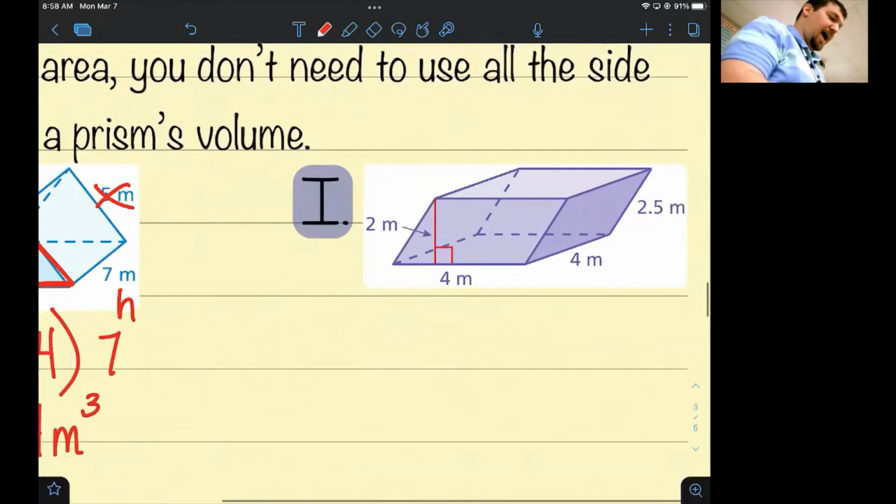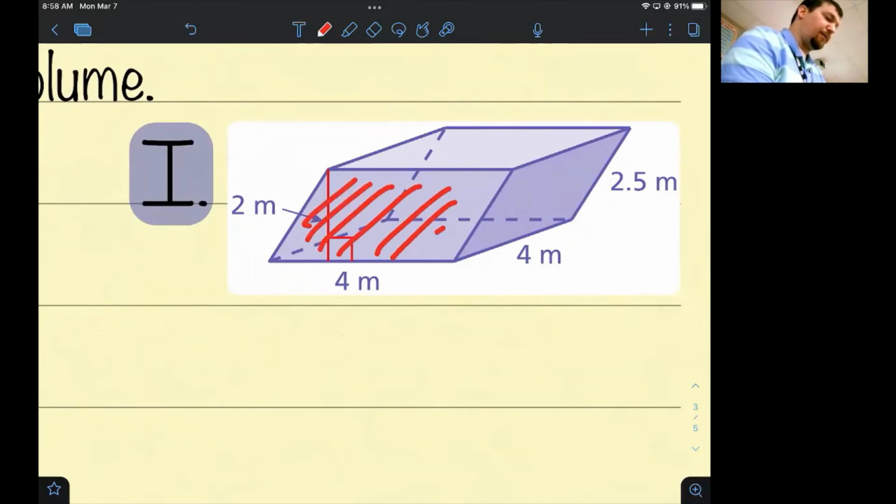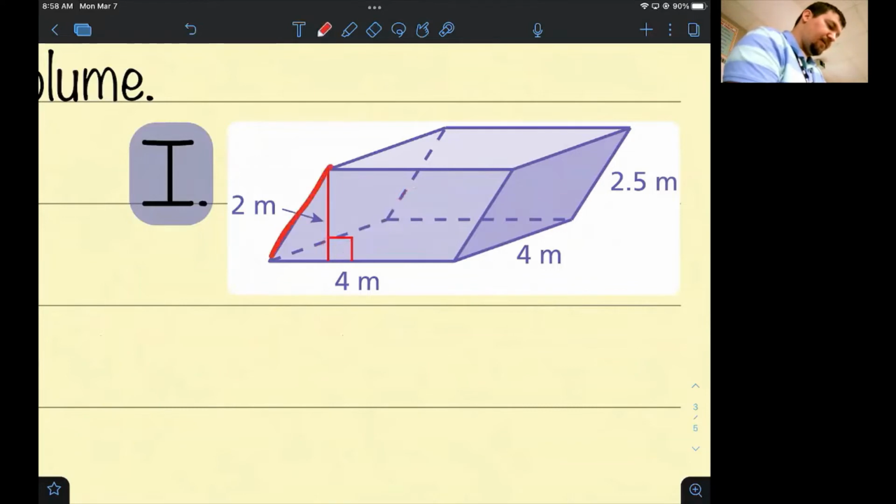All right, here we have I. I is a parallelogram prism like the one on the back side of the worksheet we just went over. That means my base is this parallelogram right on the front. So my base is the front side. It's a parallelogram prism, so you have to use the parallelogram as your base.